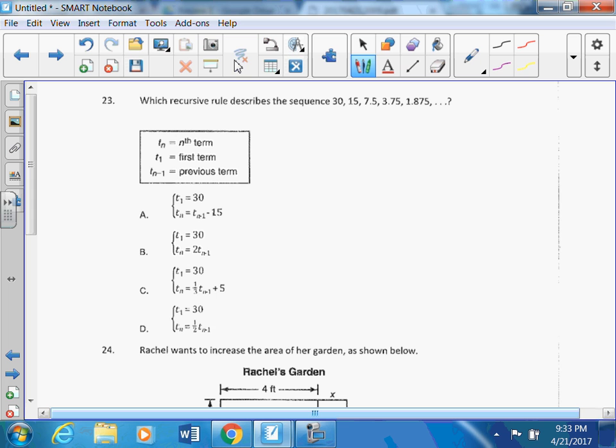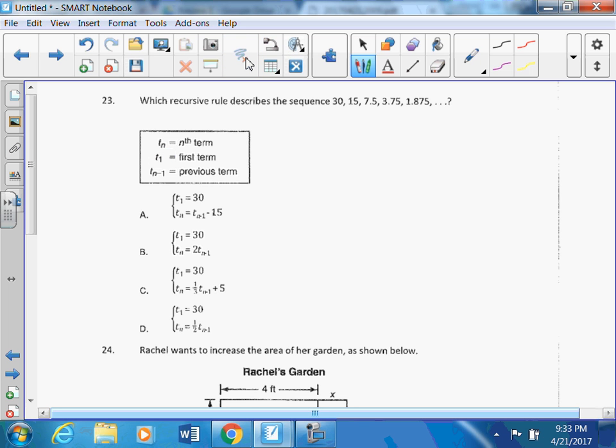Basically, this would be term 1. This is term 2, term 3, term 4, term 5. And then the actual term itself is 30, 15, 7.5, and so forth. The first term in the sequence is the t here, the t with a 1 as a subscript. So that's the first term. That would be 30.